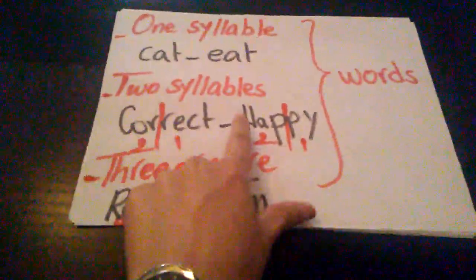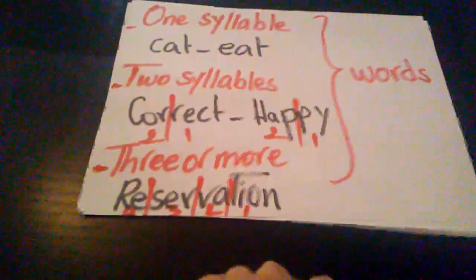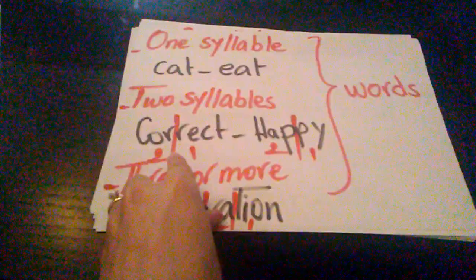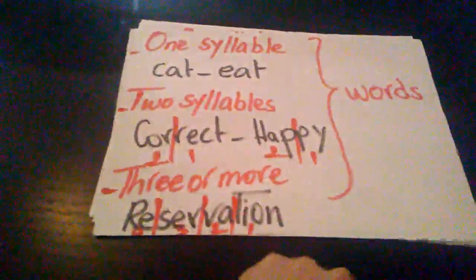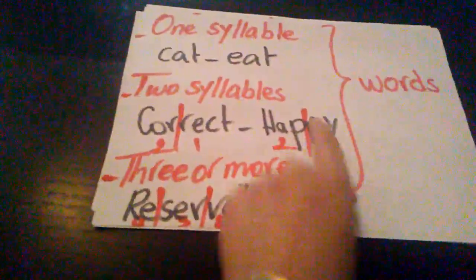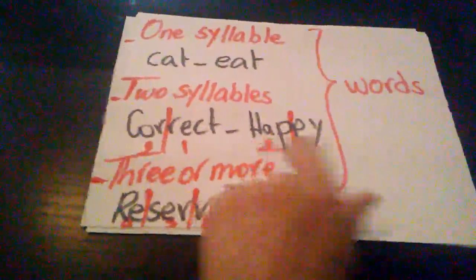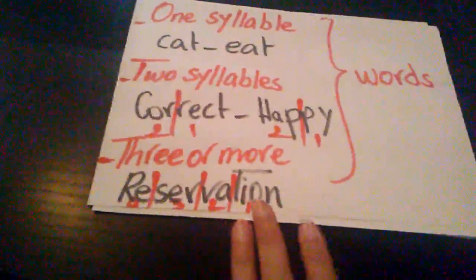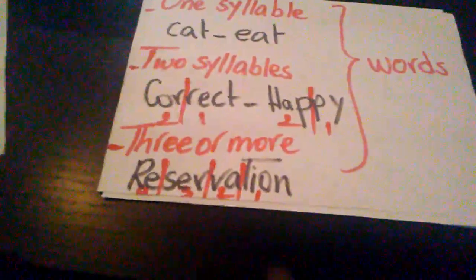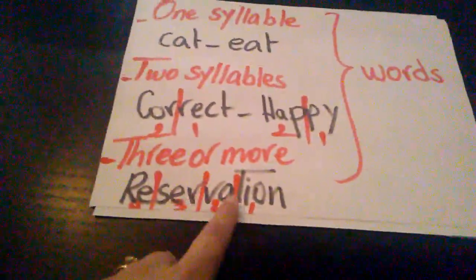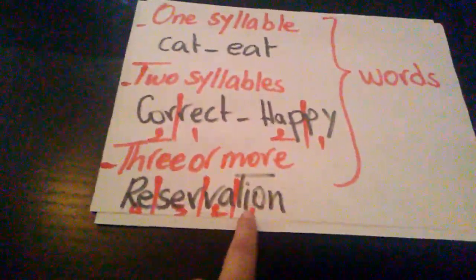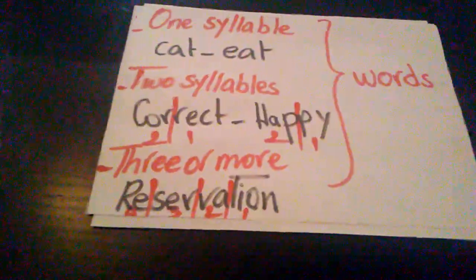Then you have two syllable words, correct. You have correct, divide here, one, two syllables. Happy. You have hap, you have py. I divide, one, two syllables. Then you have three or more than three syllable words. As an example, reservation. You have one, two, three, four syllables.